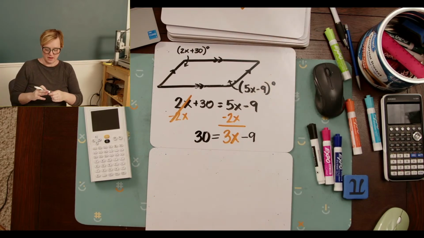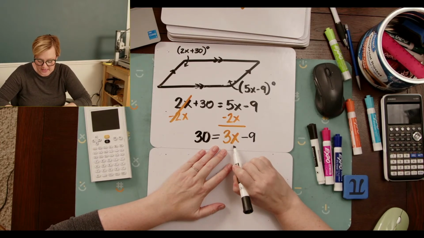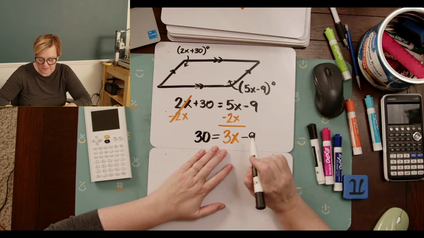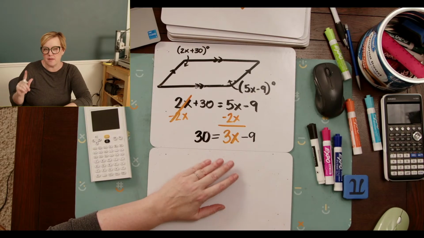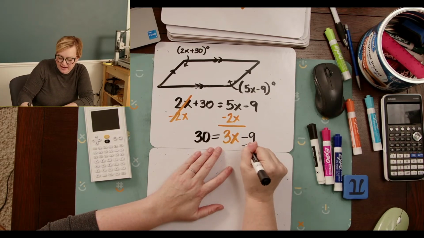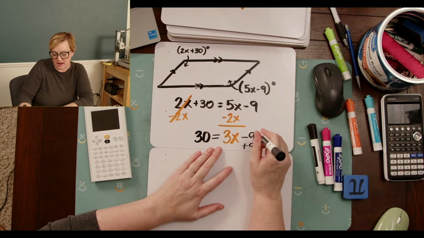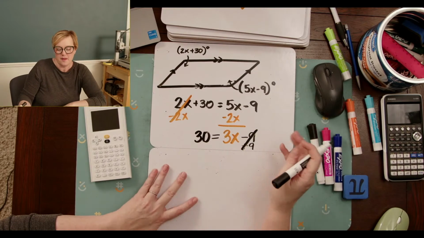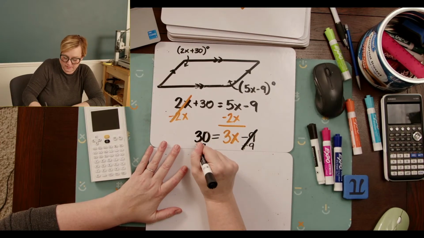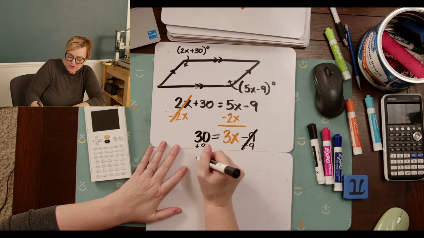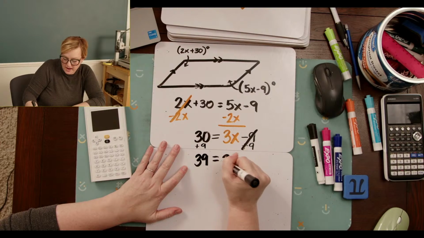Okay. So now I've got all of my x's on this side. So now I need to get rid of that negative 9. I could subtract negative 9, but the way that I do that is actually by adding 9. So if I add 9 to this side, I have minus 9 plus 9. That becomes 0. But again, I can't just add 9 to one side. I've got to add it to both sides. That's a plus 9, not a minus 9. Okay, so now I've got 39 equals 3x.